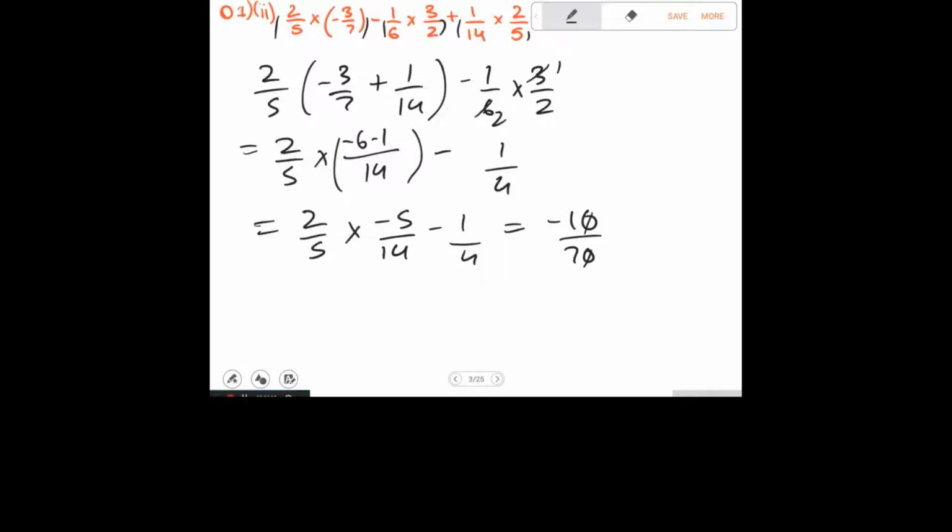1 by 7 minus 1 by 4, which equals, we can take common denominator 28, and minus 4 minus 7 equals minus 11 by 28 is the answer.